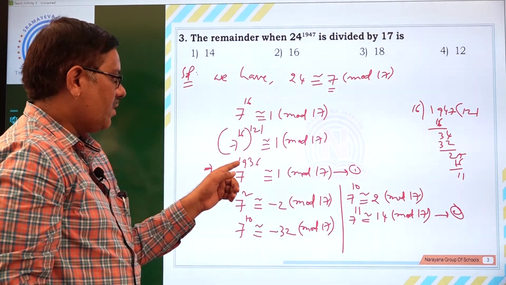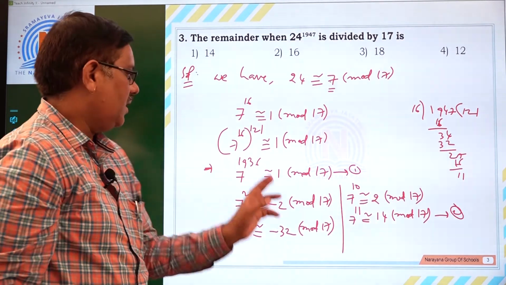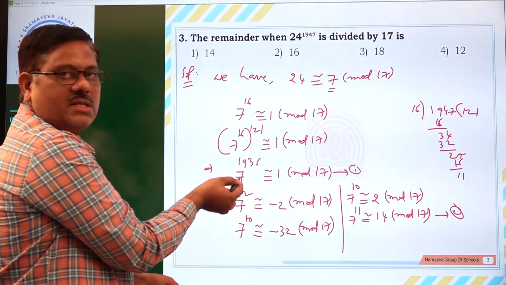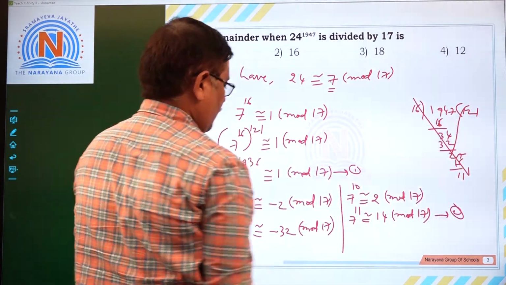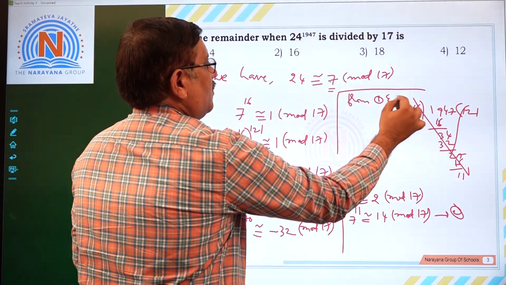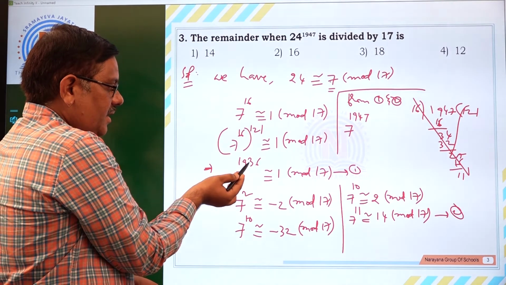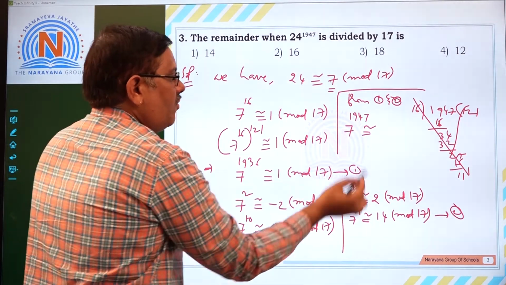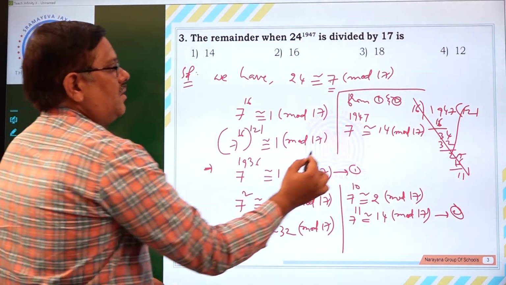Condition number 1 is 7 power 1936 is congruent to 1 modulo 17. Condition 2 is 7 power 11 is congruent to 14 modulo 17. By using 1 and 2, 7 power 1936 times 7 power 11, which is 7 power 1947, is congruent to 1 into 14, that is 14 modulo 17. So this is what we have.